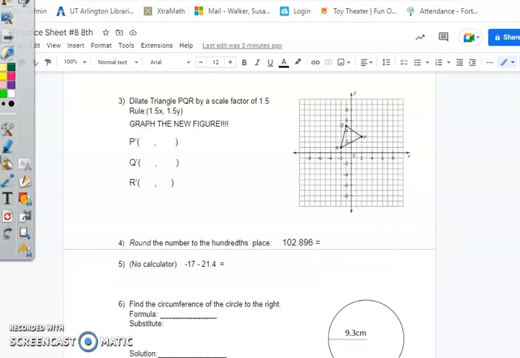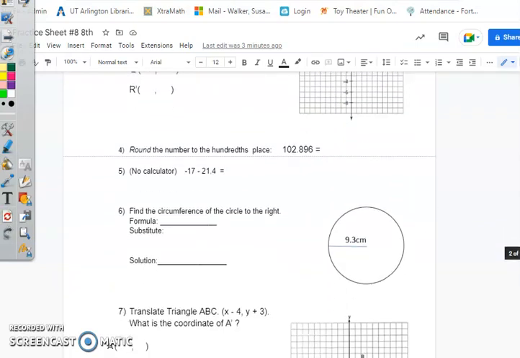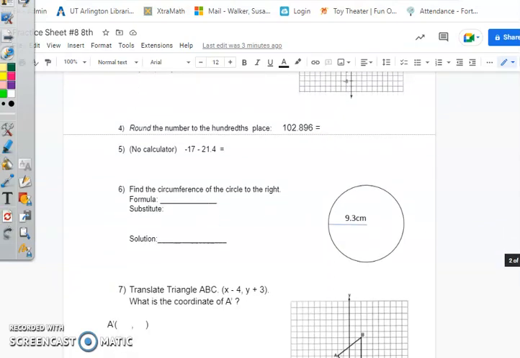Number 6, I'm going to have you do this one by yourself, but I will say let's make sure this is the radius. Okay. Use the pi button on your calculator.